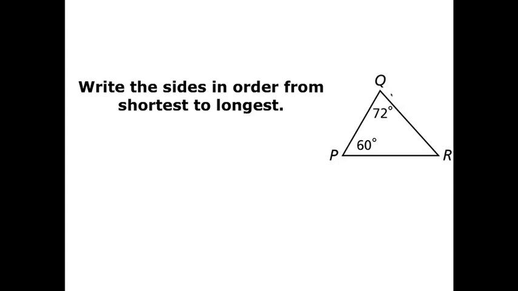Now, I want to do the sides in order from shortest to biggest. In this case, I'm missing one of my angles, so I'd want to know what the missing angle was. Angle R here. Well, triangle sum theorem tells me that all three angles have to add up to 180. So I'll just add 72 and 60 together and subtract from 180. I get that angle R is 48 degrees.